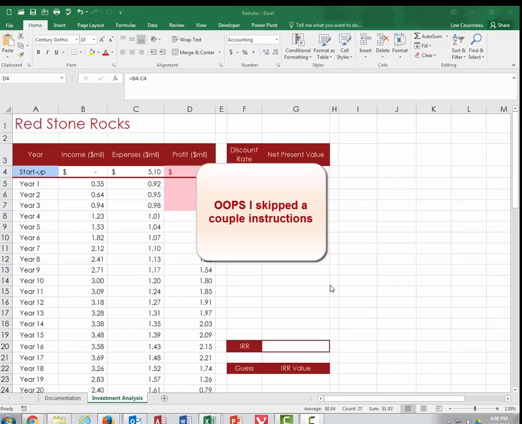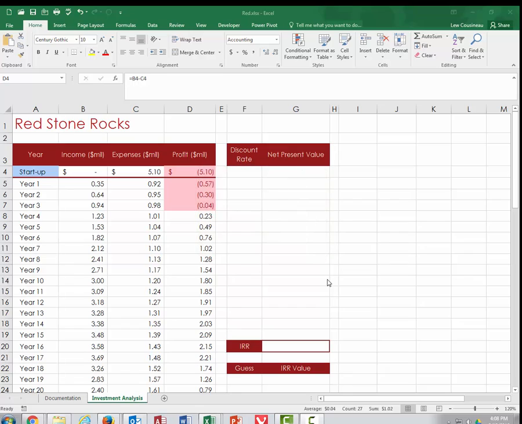Instruction 12 and G20, we're going to calculate the internal rate of return on the investment using the cash flows in range D4 through D30. So right here we want to calculate what is the internal rate of return on this investment. And I guess we're viewing our investment as this initial startup expense. We're going to spend 5.1 million, and then here's the cash flow we're going to get back.